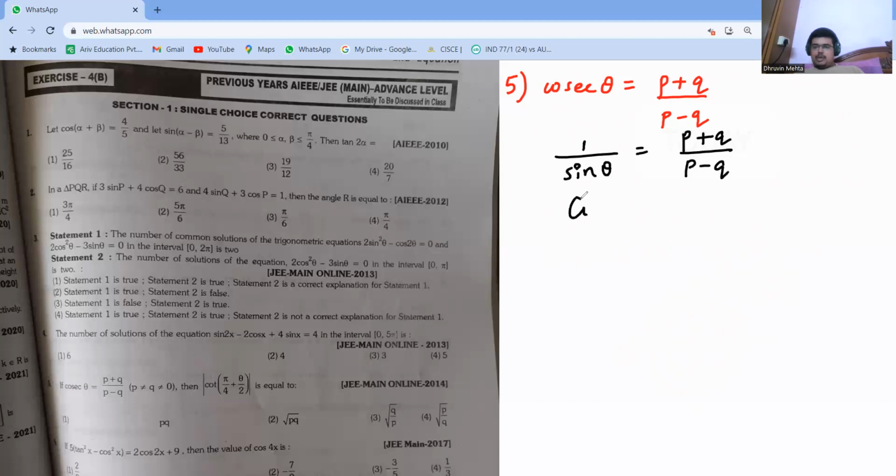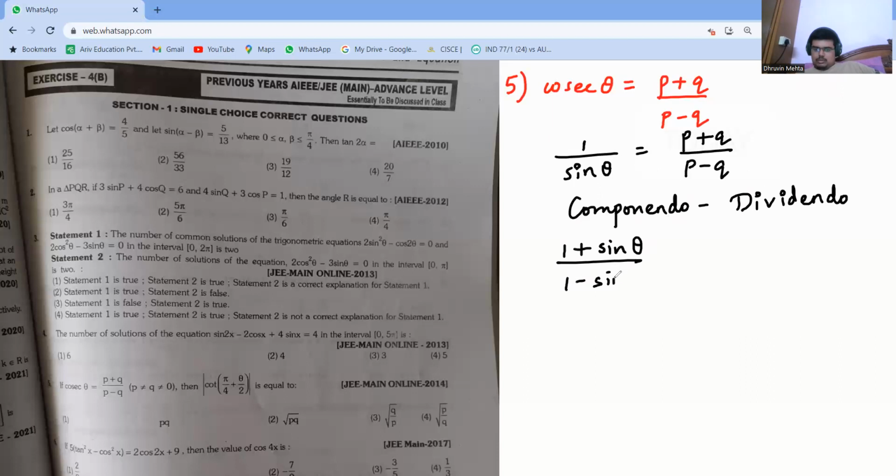Now apply componendo dividendo on this. I hope you guys remember what componendo dividendo is. Can you directly tell me what we will get on using componendo dividendo? 1 plus sine theta upon 1 minus sine theta is equal to 2p upon 2q. 2 cancels, so p by q.